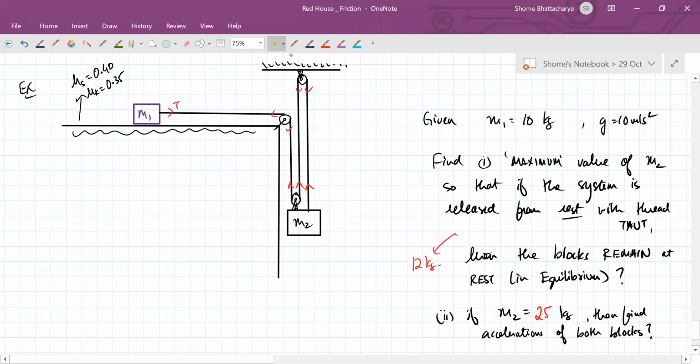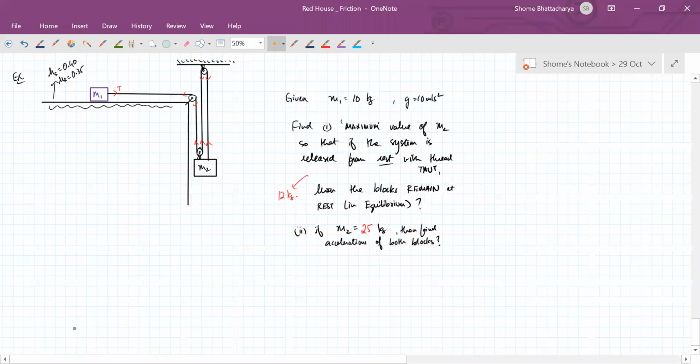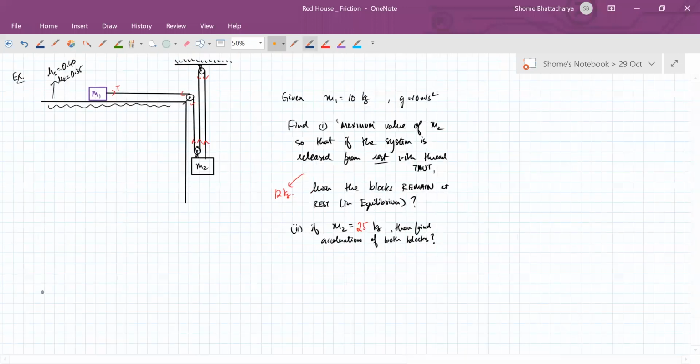So you can easily see the equilibrium condition here. For equilibrium on M1, this tension must be balanced by static friction. So this value we know is 100.